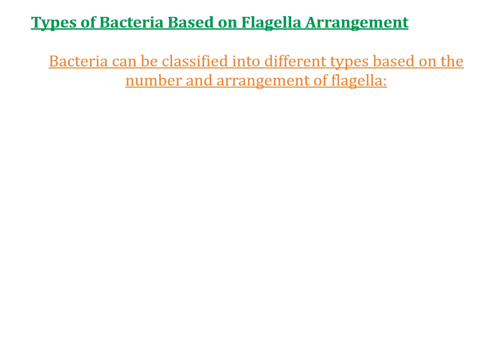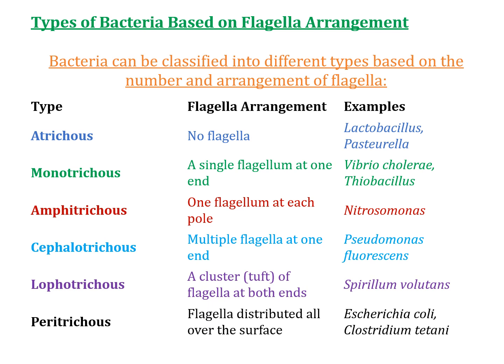Now, types of bacteria based on flagella origin. Bacteria can be classified into different types based on the number and arrangement of flagella. Right. So first type, Atrichos, no flagella. Some examples of bacterial cells. Monotrichous, single flagellum at one end. We will also see the structure in the next slide. Okay, Vibrio cholerae, Bacillus.